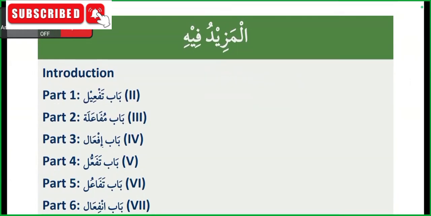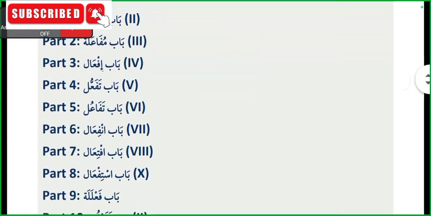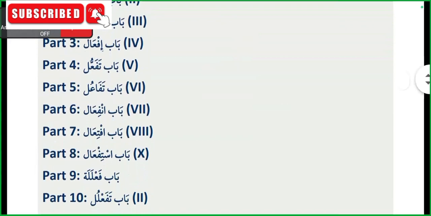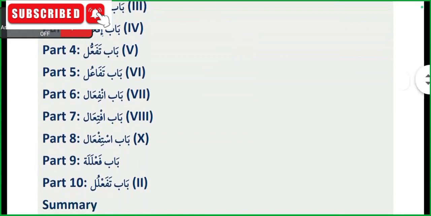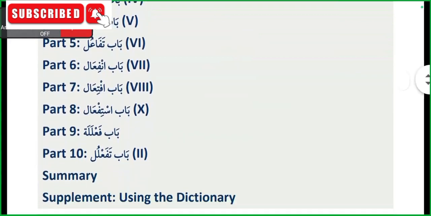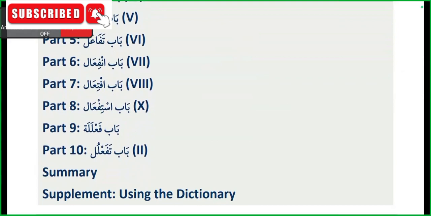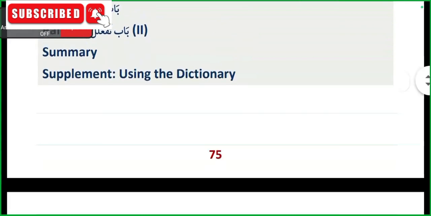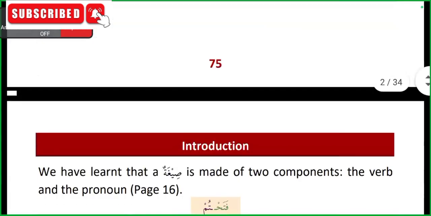Then part 4 is Bab Tafa'ul, form 5. Then part 5 is Bab Tafa'ul, form 6. And then part 6 is Bab Infi'al, which is form 7. And then Bab Ifti'al and Bab Istaf'al and Bab Fa'alalah and Bab Tafa'alul. And then it will be a summary of this unit. So inshallah, what we are going to do is move on directly, because alhamdulillah the base is made properly, and inshallah we will move on to the next topic.